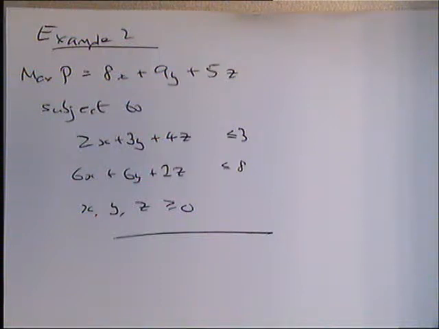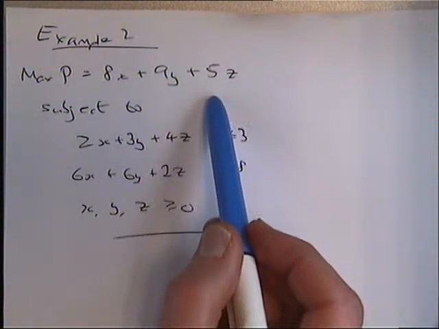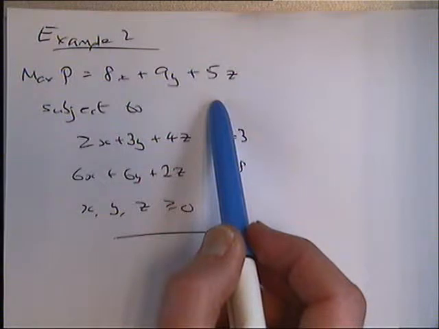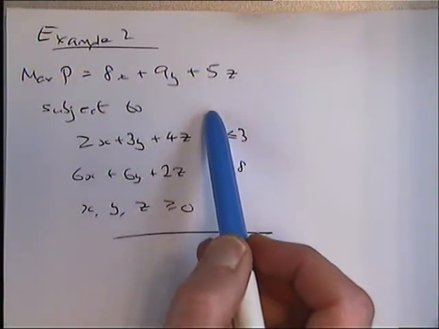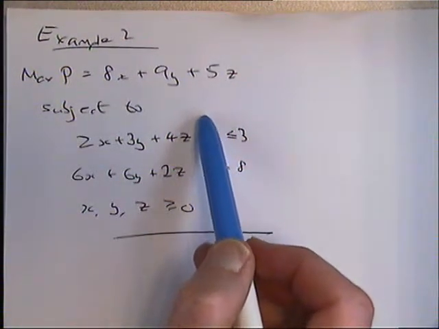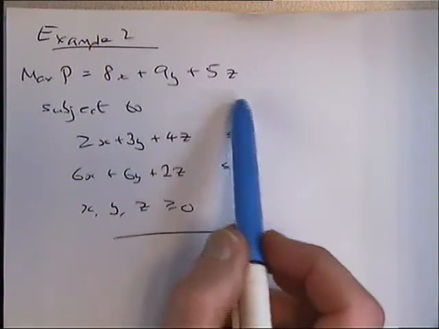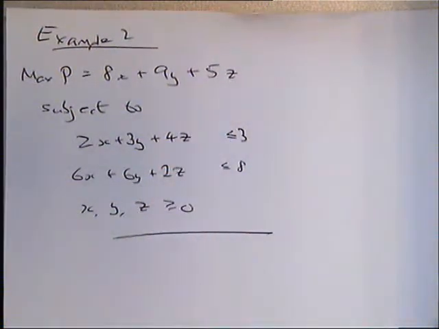Example 2, the next one. First off, can anybody identify what's the main difference between this example and the previous example we've done? Yeah, it's got a Z, it's got a third decision variable. So if we were doing this graphically, we would have to draw a three-dimensional graph. You can't really draw them, you have to sort of build the thing. So we can't really do it any other way than this way.